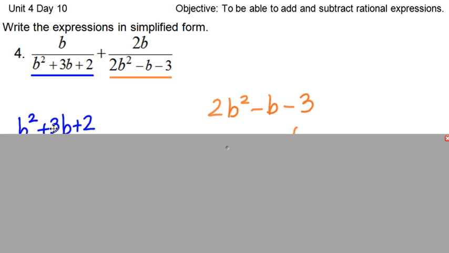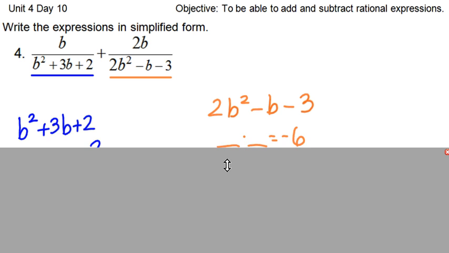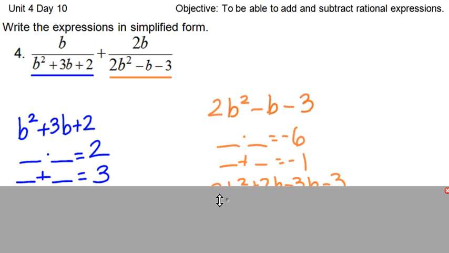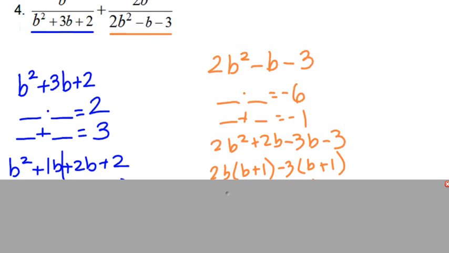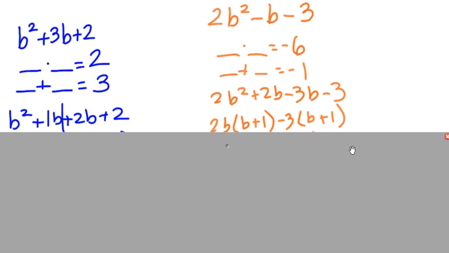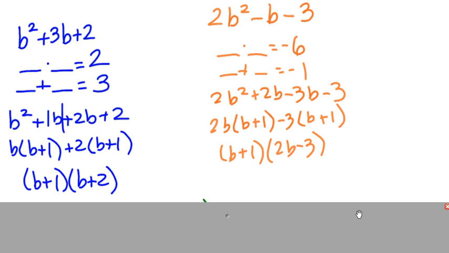Here, what times what gives us 2, but adds to get 3. What times what gives us negative 6, but adds to get negative 1. Thinking about the number patterns that we can use to satisfy those, we can fill in our options and then write our 4 terms to try factoring it by grouping. And we can see that b squared plus 3b plus 2 factors to b plus 1 times b plus 2, and 2b squared minus b minus 3 factors to b plus 1 times 2b minus 3.